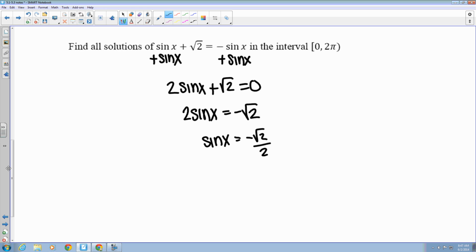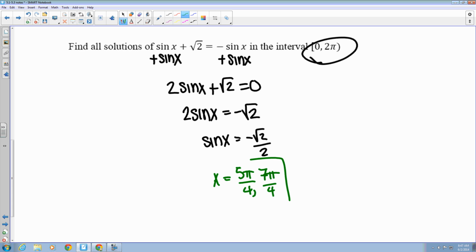Now in this example, it's a little bit different because it just says between 0 and 2 pi, which means we're not taking into account the fact that sine is periodic. We're just saying, on the unit circle, where is sine of x equal to negative square root of 2 over 2, which happens at 5 pi over 4 and 7 pi over 4. So when it tells us that we're in an interval, we do not have to add the plus 2n pi on the end.